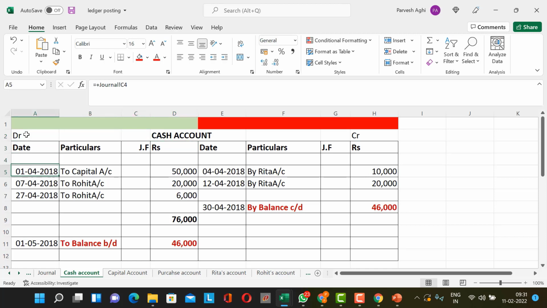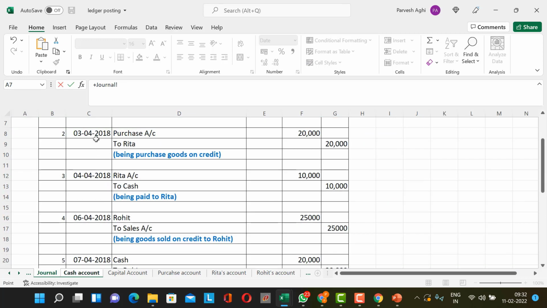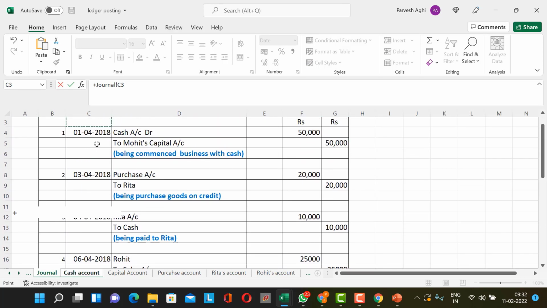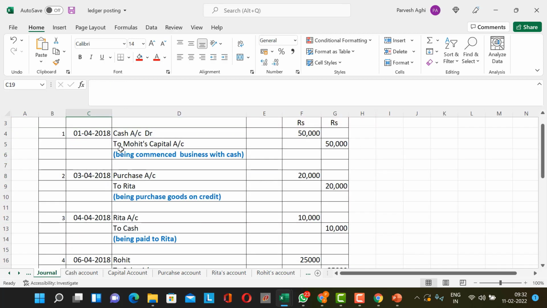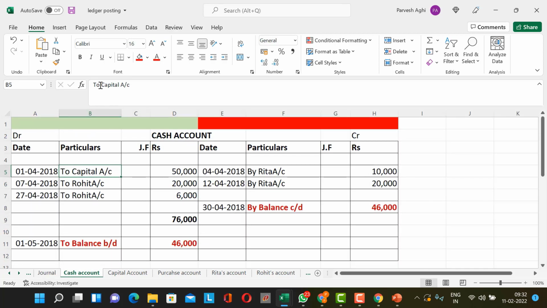Okay. So first we are going to start the business. So the business was started from 1st of April. Okay. So we just go to the journal and pick up this first entry from here. Okay. So this is the 1st April, first transaction coming in. So how much money we have received from Mohit? 50,000. So what we do is we just go to the transaction, cash account to Mohit, cash debited to Mohit's credit. Okay. So this entry will be passed like this. We will just go to the cash and say to Mohit's capital account.